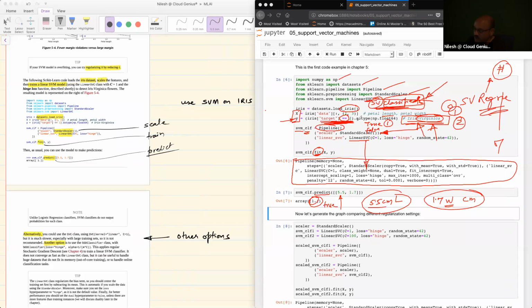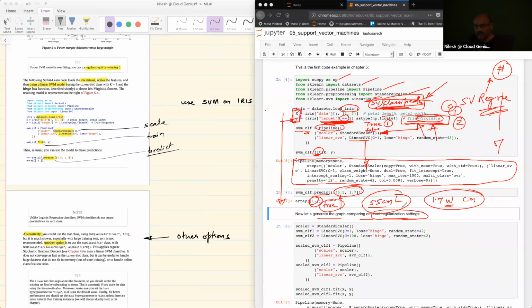Target equals 2, meaning it's the Virginica flower for the Y value for that data set. So with these inputs, the answer is yes, it's a Virginica, and that's your prediction. So now we generate the graph comparing different regularization settings. And we already know the idea of regularization essentially is to tone down the algorithm.